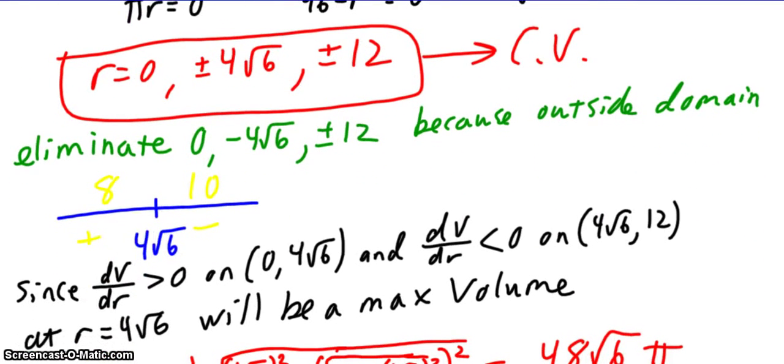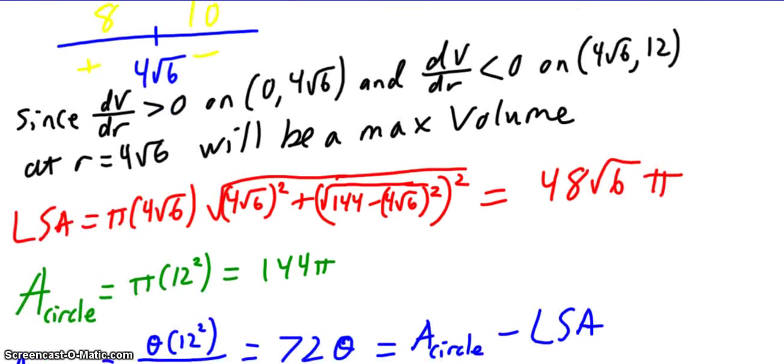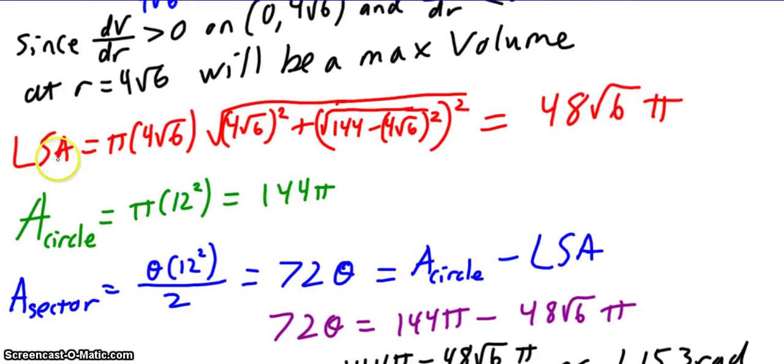So going back down here, the only one I have to test then is 4 root 6. So I use my increasing decreasing chart and I test 4 root 6. And since dv dr is greater than 0 on 0 to 4 root 6 and dv dr is less than 0 on 4 root 6 to 12, at r equals 4 root 6 will be a max volume. So now I'm going to use that to find the lateral surface area. So the lateral surface area, I plug in r. This was the h term, so I just plugged in r for that. And I end up with 48 root 6 pi.